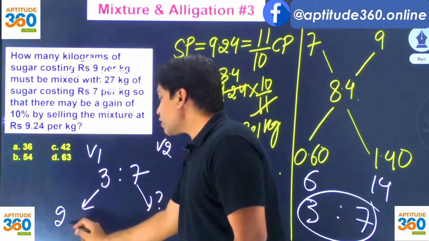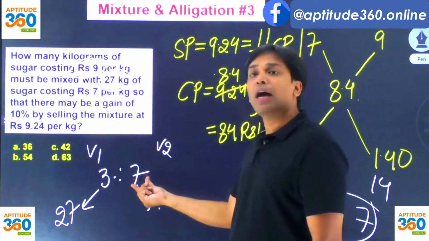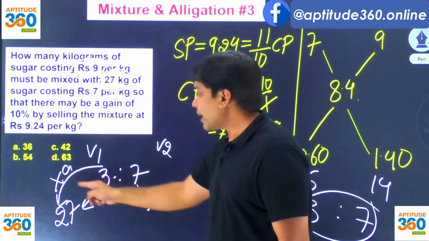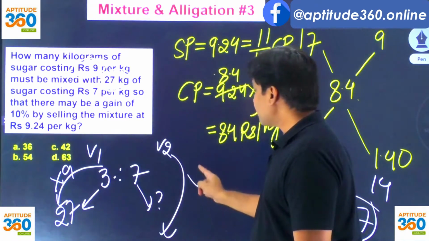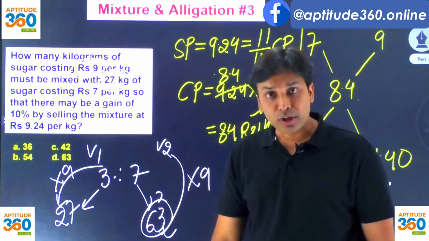So this is given to you as 27 kilogram. Had it been 3, this variety would have been 7, because ये 3 से कहाँ गया, 27, 9 से multiply होके. So this one will also be multiplied by 9. 7 into 9, how many kilograms, 63 kilogram, right?